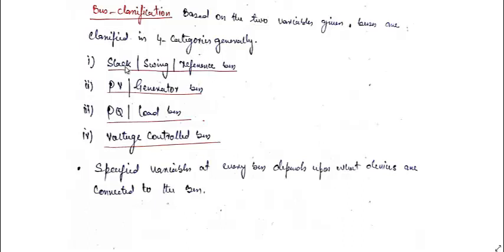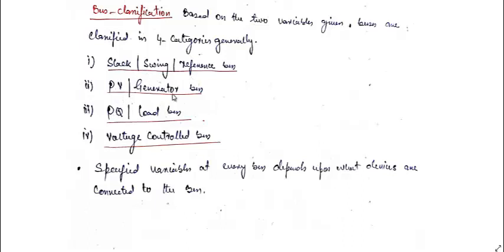One is the slack bus. It is also known as the swing bus or reference bus because all the voltages are referred to this slack bus. These are the three names: slack bus, swing bus, or reference bus. Then we have the PV bus or generator bus, the buses to which generators are connected. This bus also has a generator connected, but there is a slight difference. We make the slack bus the reference.